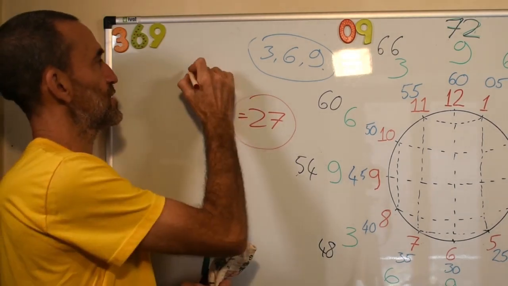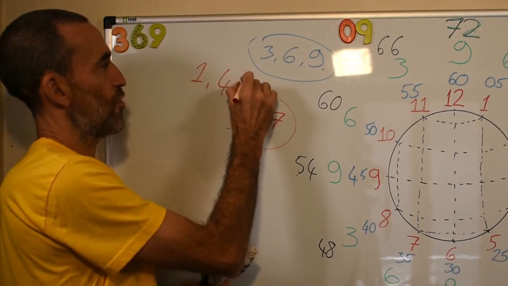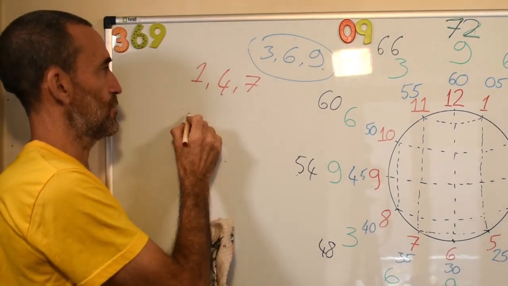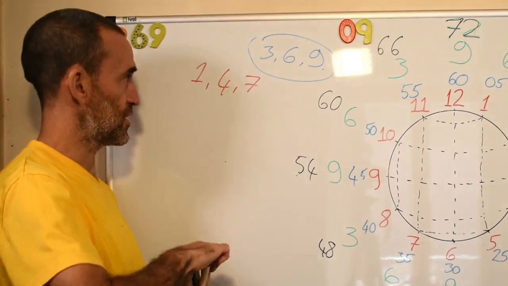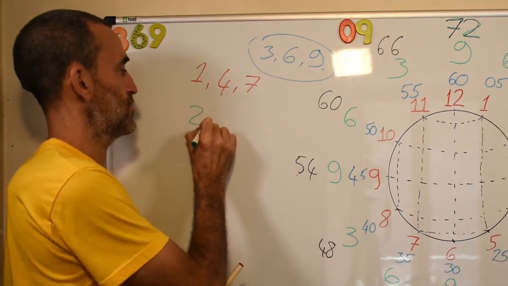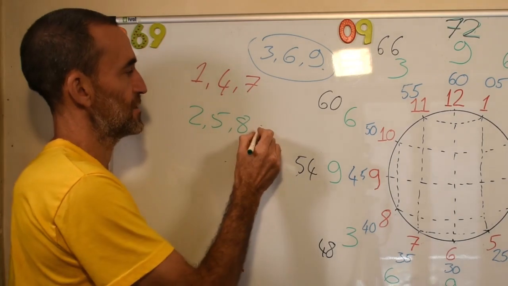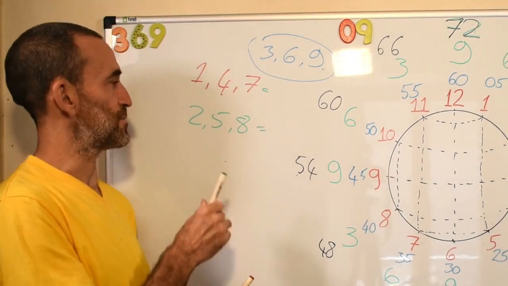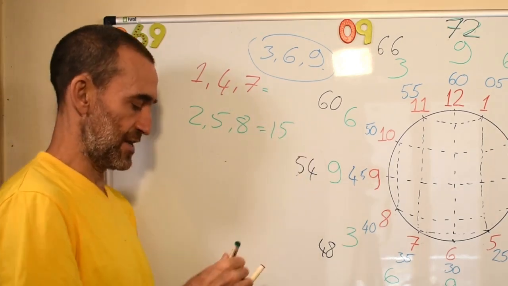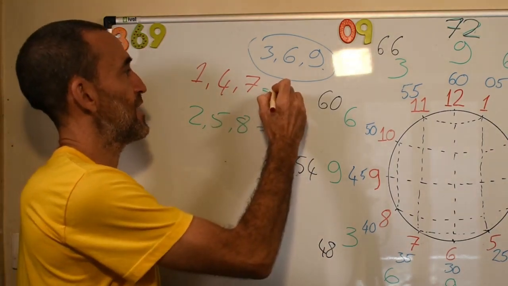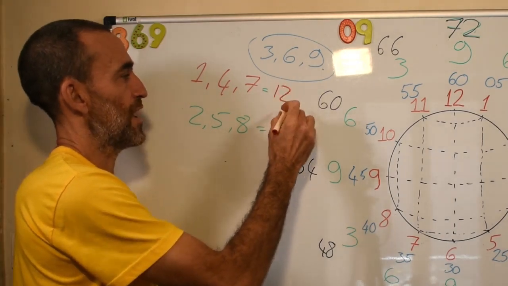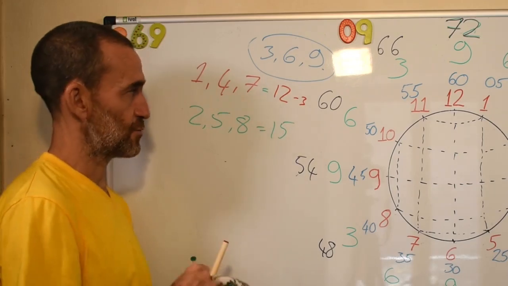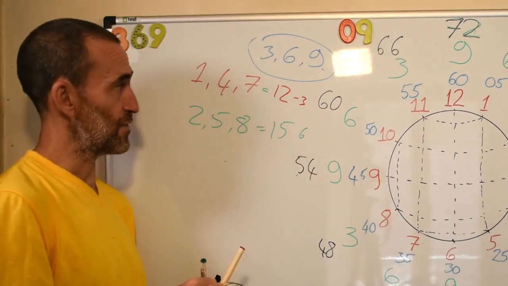Which is 1, 4, 7, and you get your 2, 5 and 8. And just of interest as well, if we add these up together, here we get 15, and with the 147 we get a 12. So obviously these root numbers are 3 and this one is 6. So this is where they've come from.